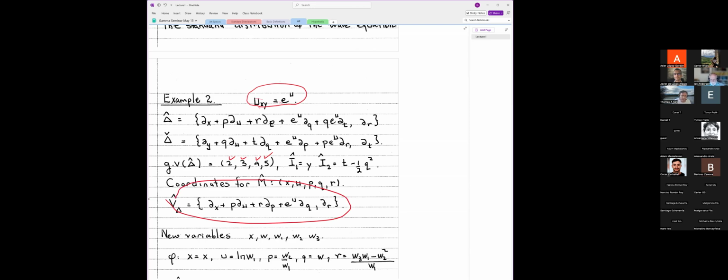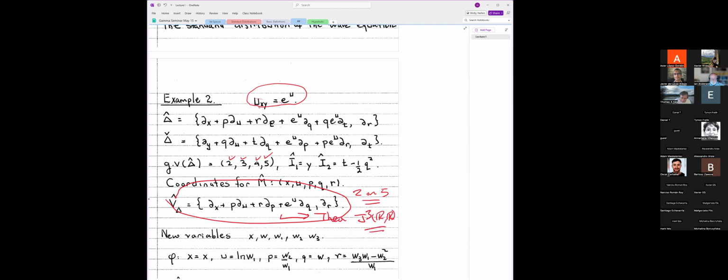Partial x plus p partial u plus r partial p plus e to the u partial q partial r. So that's a rank 2 distribution on a 5 manifold. Right now, it doesn't look like anything familiar to us, but the derived flag is 2, 3, 4, 5. Well, we can check the Cauchy characteristics. So general theory tells us that this has to be J3(R,R).